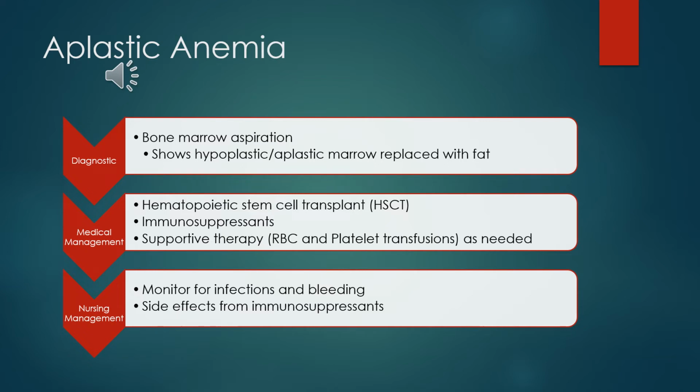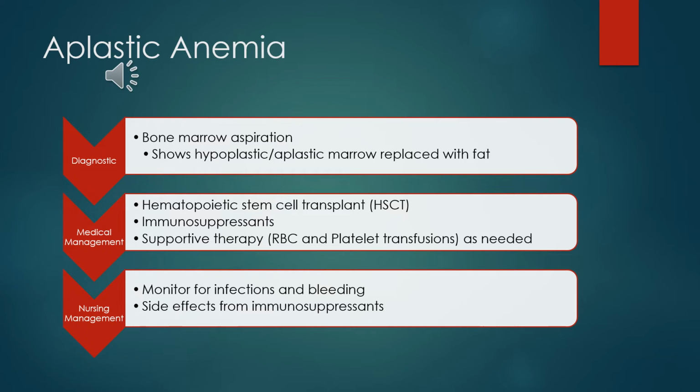The client would then most likely undergo a bone marrow aspiration, which would show very few red blood cells in the bone marrow and also show that the bone marrow has been replaced with fat. As far as medical management, depending on the client's health status, if they are healthy enough and a donor can be found, these clients will undergo a stem cell transplant. By successfully undergoing a stem cell transplant, these clients are considered cured of the disease.